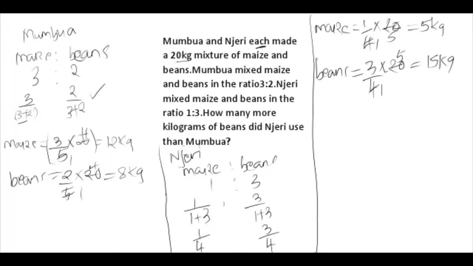So the question is, how many more kilograms of beans did Jerry use than Mumbwa? So Jerry used 15 kgs, while Mumbwa used 8 kgs. So we are going to subtract the amount that Mumbwa used from that Jerry used. So we have 15 kg minus 8 kg, and this gives us 7. So we have 7 kilograms. So Jerry used 7 kilograms of beans more than Mumbwa.